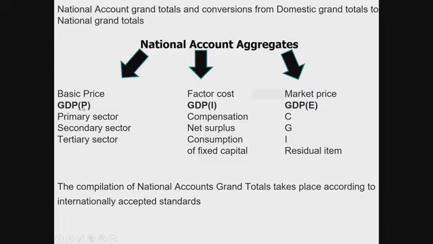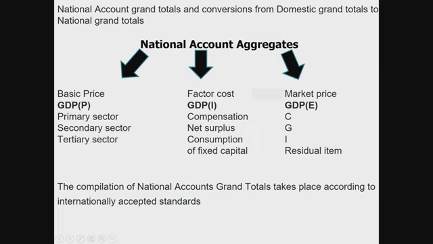And within this method, we look at the various sectors. So we look at the contribution made by each of the sectors within the economy. So this is your basic price. So this is your primary sector plus your secondary sector plus your tertiary sector.